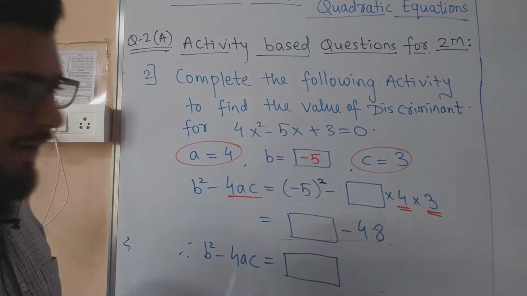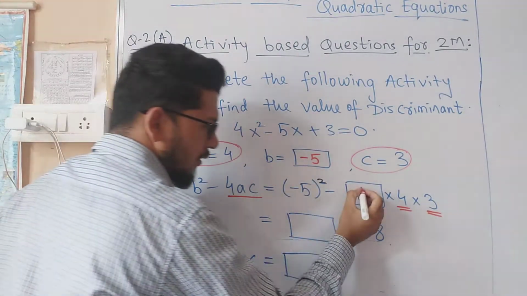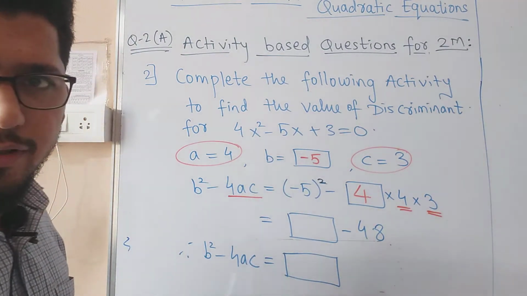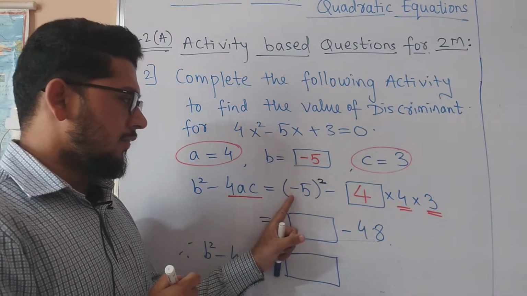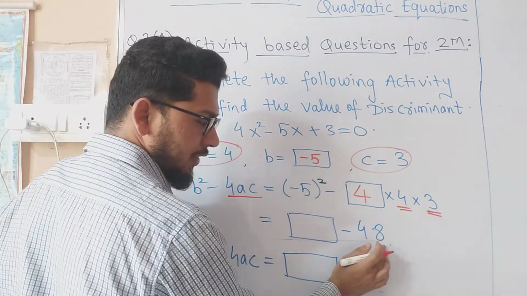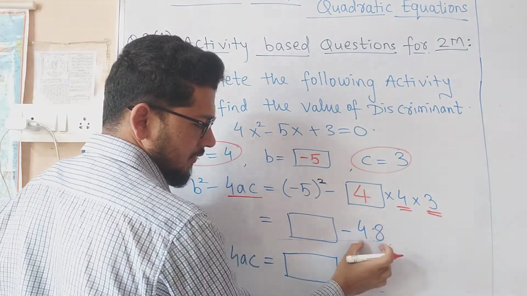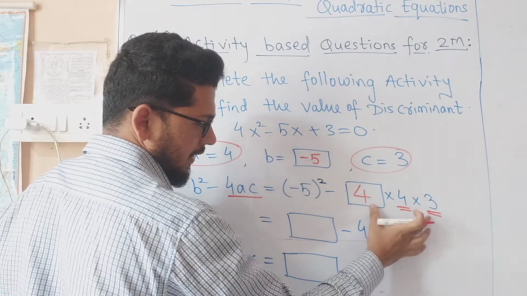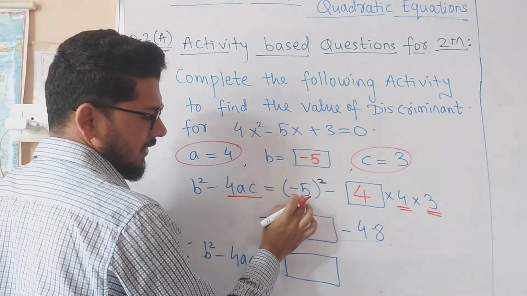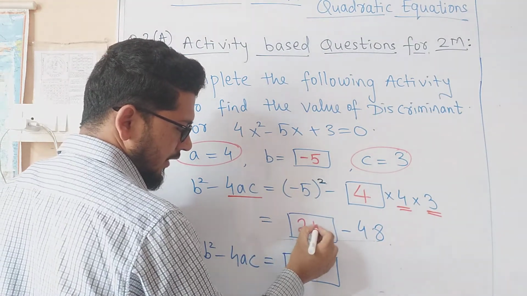So which term do we have to write? We have to write the 4 only. So in the bracket it will give you 4. And after that, what should I write? 5 square is 25, and 4 4s are 16, 16 3s are 48. So this multiplication is already done here. 4 into 4 into 3 is already there, minus 48. We just take the square of this, it will give you 25.